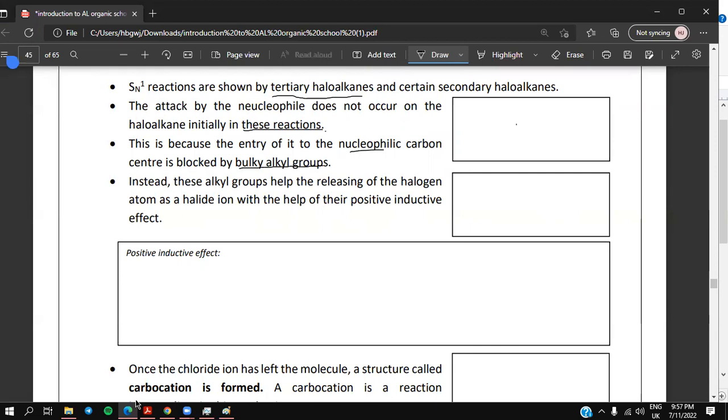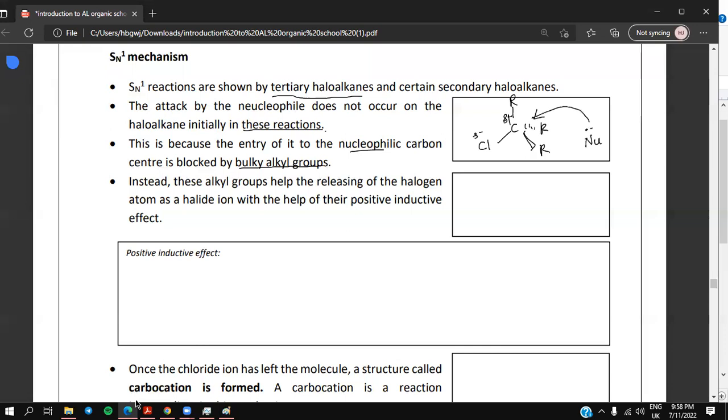Let me show that in this carbon. I'll write R group here, Cl over here, one R group here, another R group here. Even though we have delta positive and delta negative charge separation, a nucleophile, I show Nu nucleophile having a lone pair of electrons, it cannot give electrons to this positively charged carbon center. No way, it doesn't happen. You can show this, and also by a cross here, we are telling that the nucleophile is not attacking the molecule.